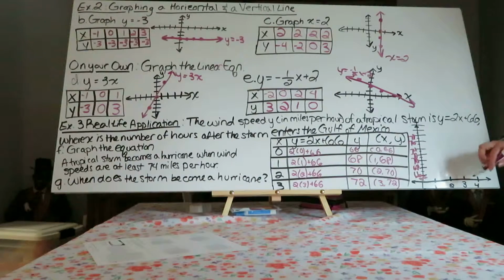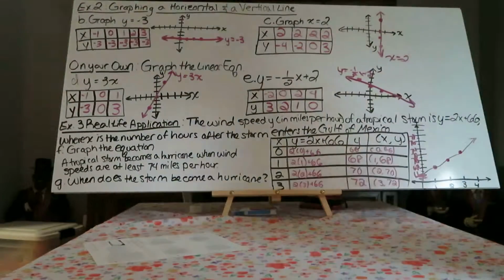So I'm going to plot 0, 66. Then we go from that to 1, 68. Then 2, 70, 3, 72, and it would just keep going from there. So I'm going to connect those points.